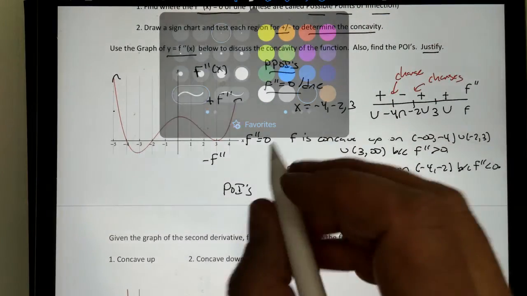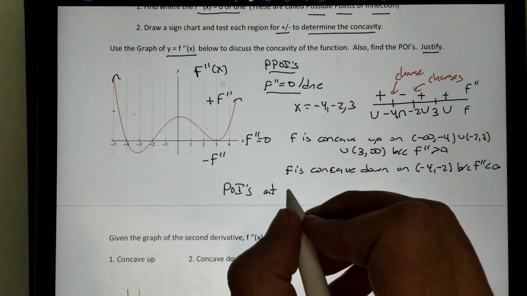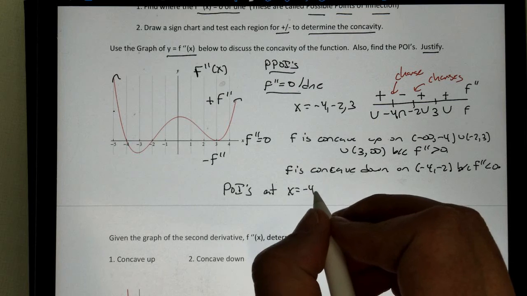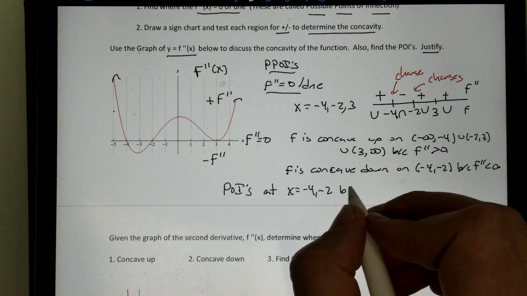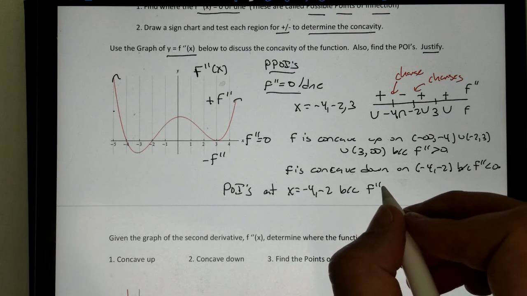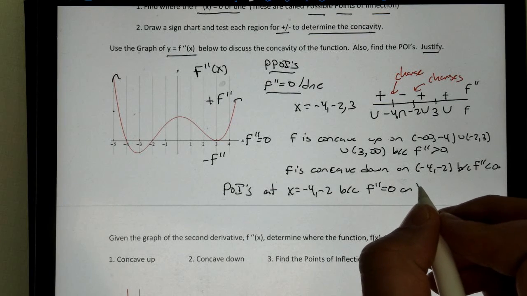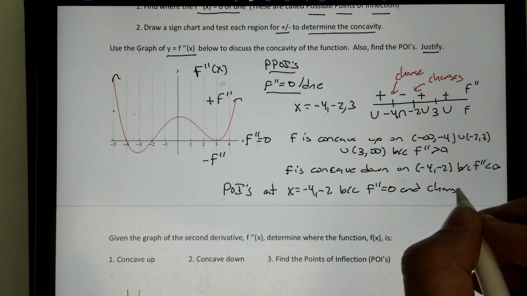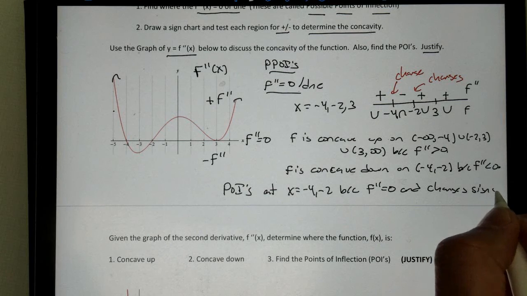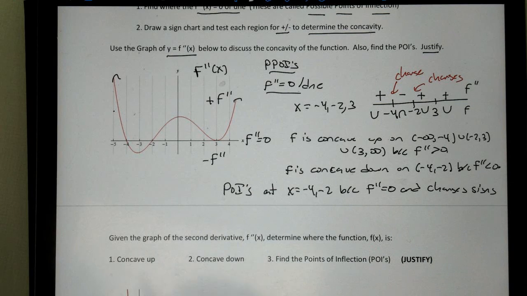So when I list out my POIs, I'm going to say there are POIs at x equals negative 4 and negative 2, and that is because the second derivative is 0 and changes signs. That's all you have to put. Okay? Keep it simple. We just want to make sure they change signs. And there's your answer.